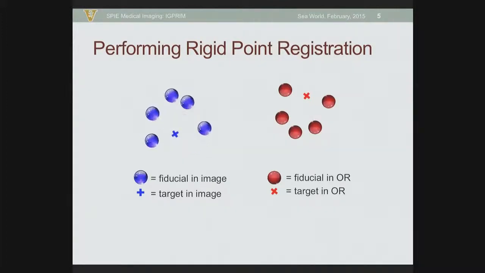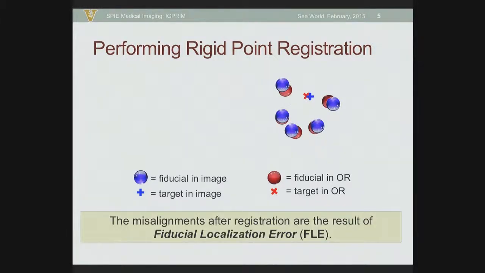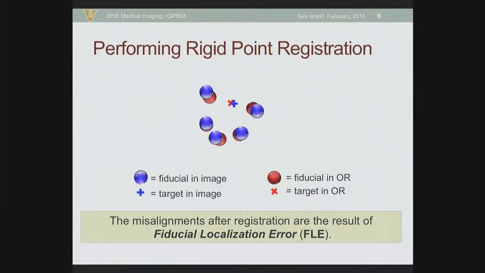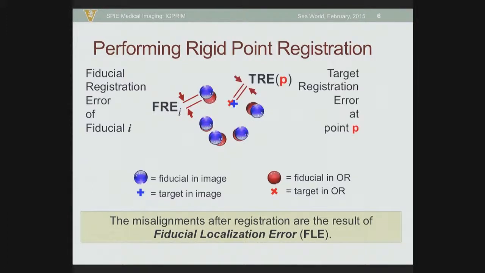So you perform rigid point registration by rotating, translating, and getting these things to line up as best you can. Of course, they never line up perfectly because when we found them, we didn't find them perfectly because of fiducial localization error that's always present. Let me move that over to the middle there. Now, if you look where these two fiducials came together, they almost matched, but they didn't. We call that fiducial registration error, FRE. So we got two acronyms there. And there's the third one, target registration error.